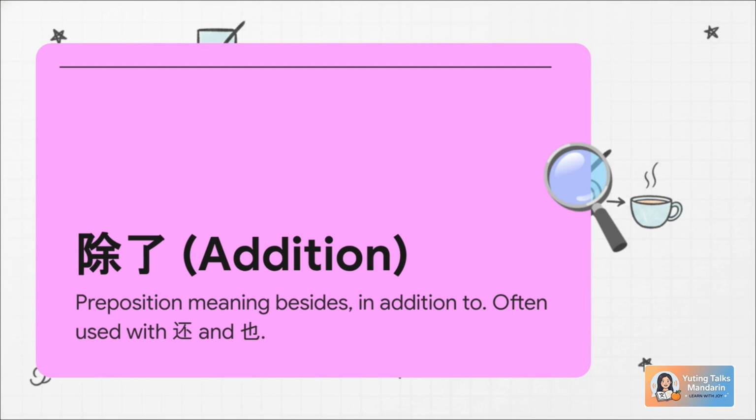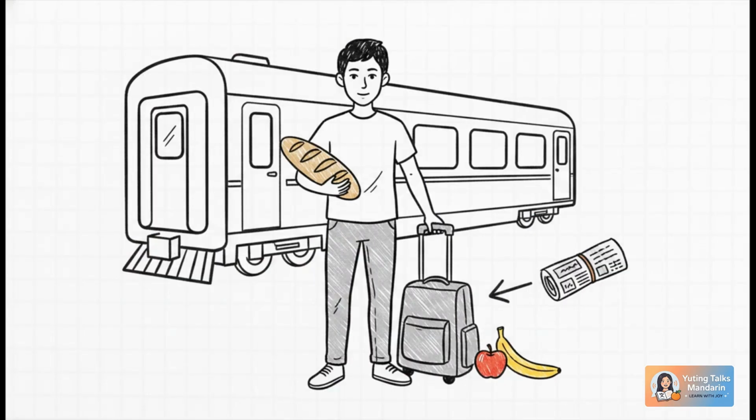That's the secret sauce. The friends it hangs out with here are 还, meaning also or additionally, and 也, meaning also or too. The second you see these partner words, you immediately know we're adding information, not excluding it. Picture our friend Zhou Ming getting ready for a long train ride. The sentence is 坐火车前除了面包、水果，周明还买了一些报纸.